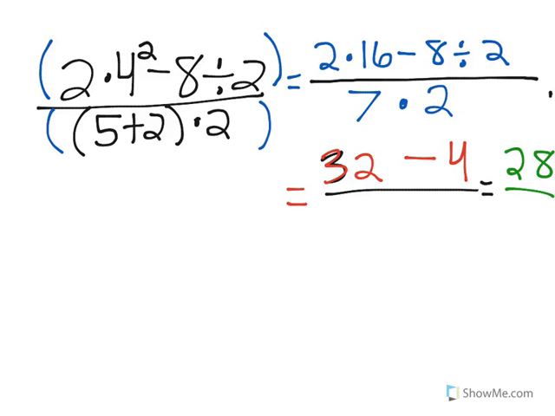7 times 2 is 14. And that doesn't necessarily simplify. We can't do anything else on the bottom, so that means the bottom is 14. So we are left with 28 over 14.